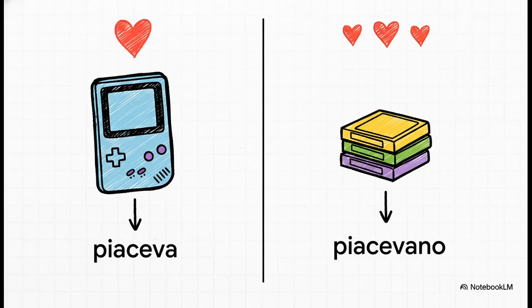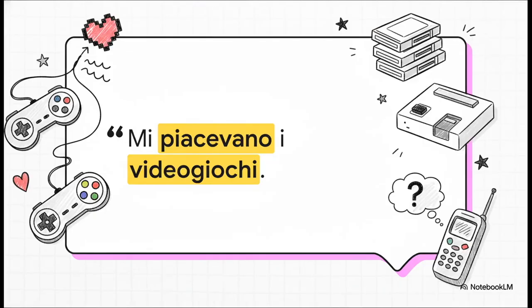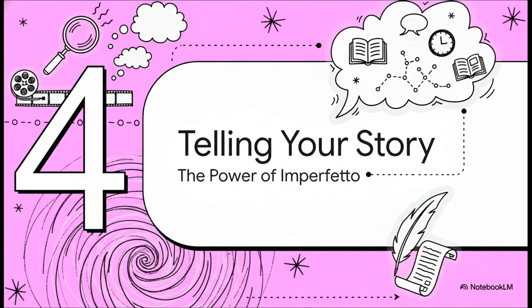Okay, let's really quickly cover how to talk about stuff you used to like. With the verb piacere, you basically only need to remember 2 forms for the past. Piaceva, if you liked one thing, and piacevano, if you liked multiple things. So, for example, since video games is plural, we use piacevano. Mi piacevano i videogiochi. Simple as that. And if you used to like your first mobile phone, which is singular, you'd say, mi piaceva il mio primo telefonino.